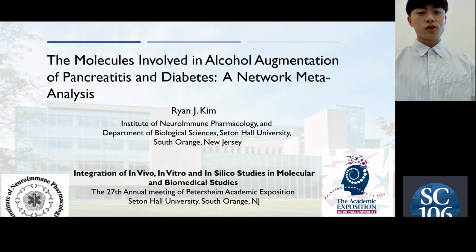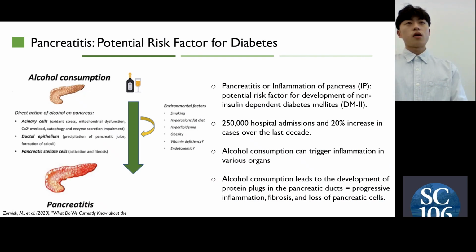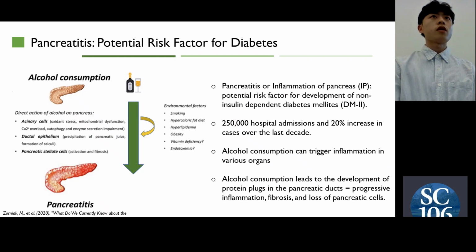Hello, thank you to Dr. Chang for the introduction. I'll start off with a brief, simple anatomy of the pancreas. The pancreas has the islet cells, the beta cells, the Langerhans cells, including the acinar cells, ductal epithelium, and pancreatic islet cells that are all at risk due to alcohol use.